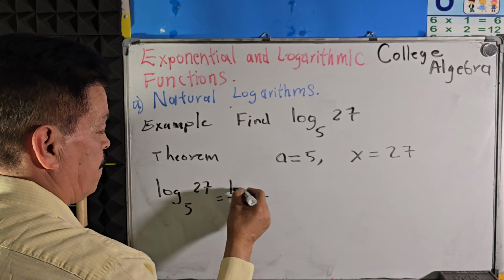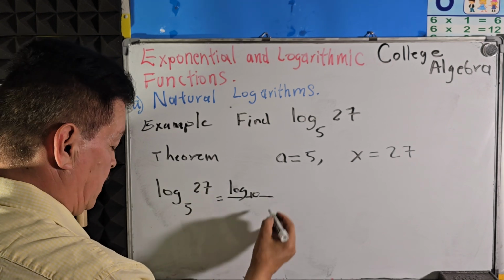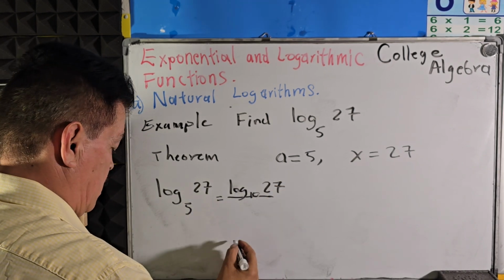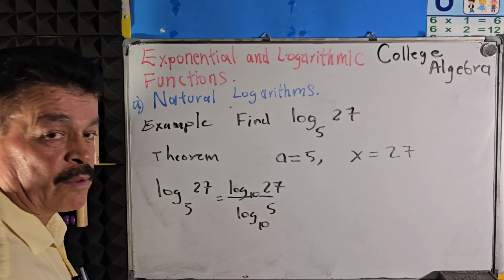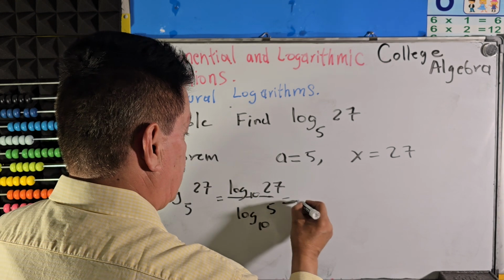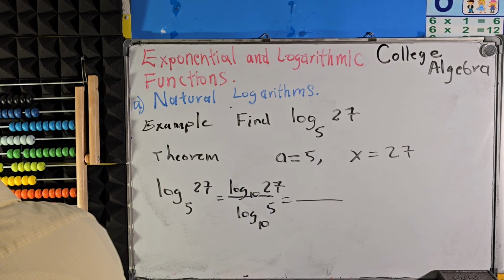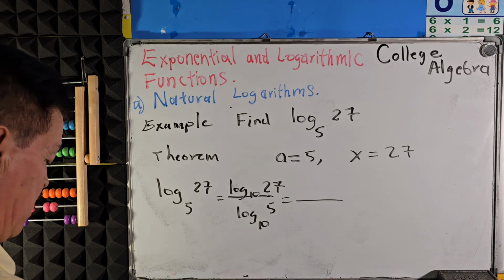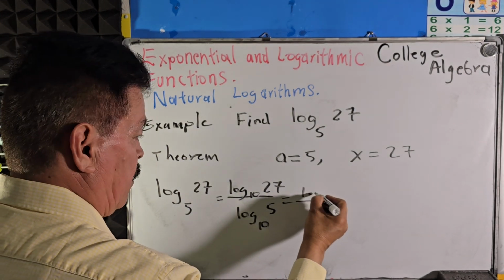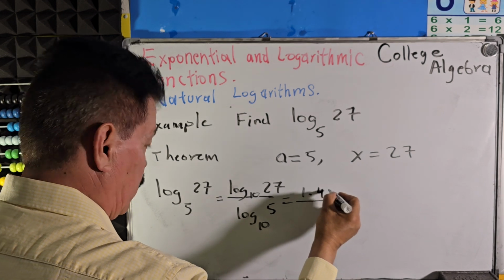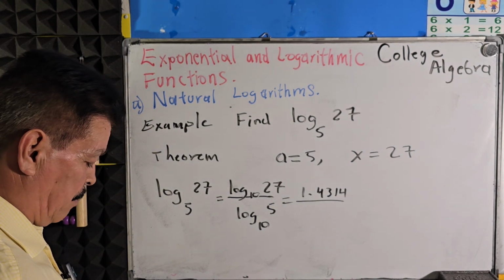So log, what is the base? Base 10. The log of 27 with base 10 divided by log of 5 with the base 10, right? So you solve this and use your computer. On the top, you will have 1.4314. All right, check in your machine.